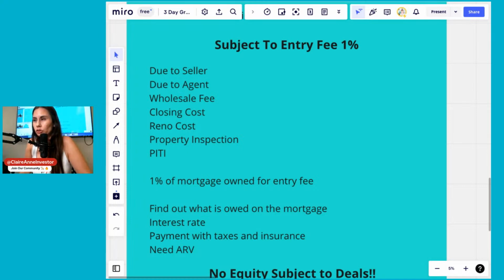Anybody want to open a title escrow company? It's heavily regulated.